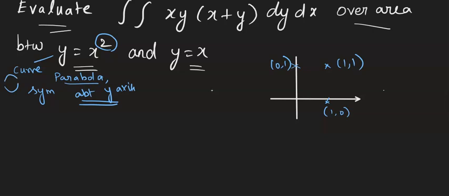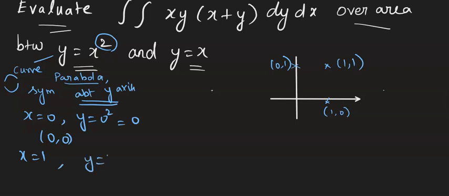Let us see which one we have. If I put x equals 0, what is the equation? y equals 0 square, which is 0. So 0 comma 0 is one point. Similarly, the second point: x equals 1, y equals 1 square, which is nothing but 1. So 1 comma 1 is the second point. For my parabola, 0 comma 0 is the first point and 1 comma 1 is the second point.